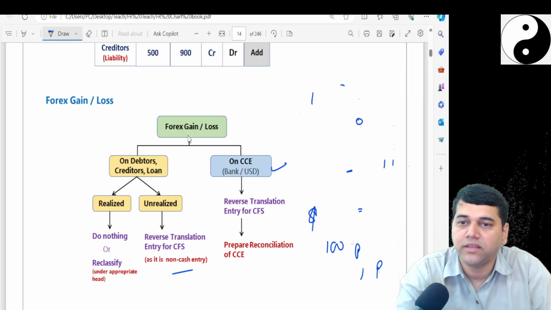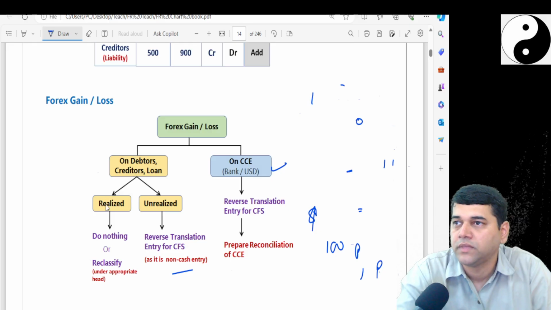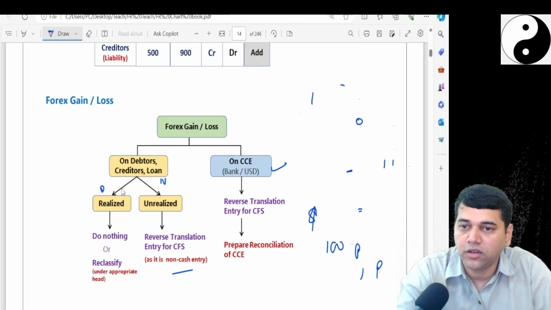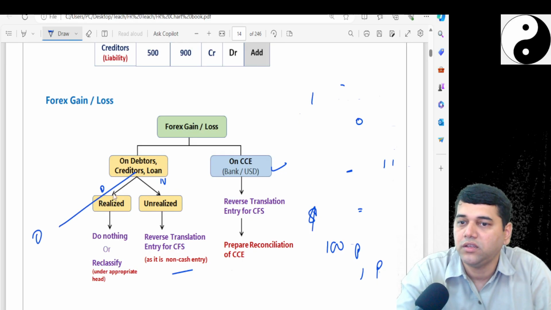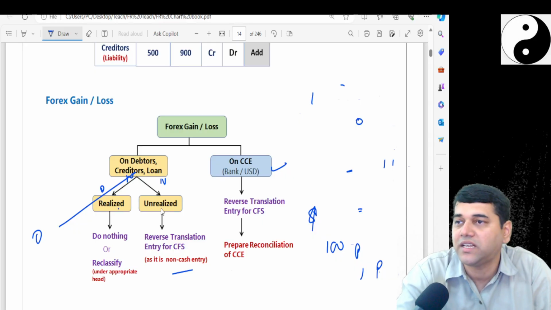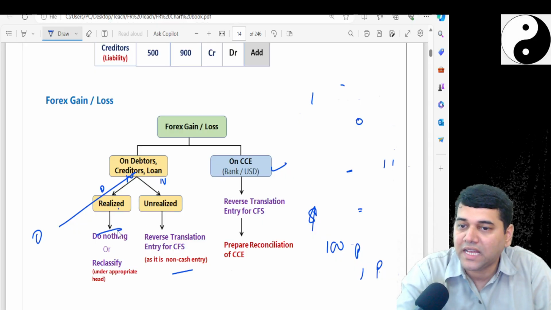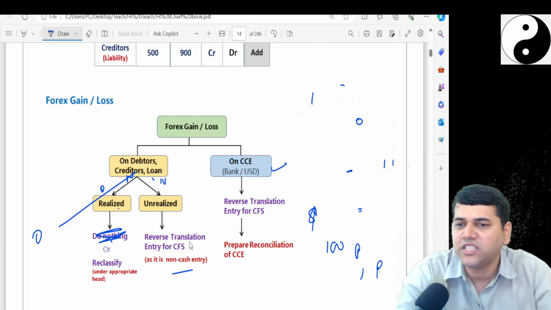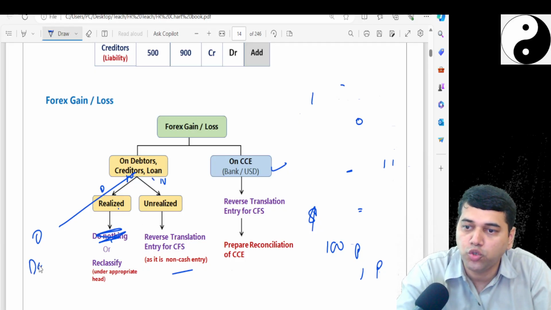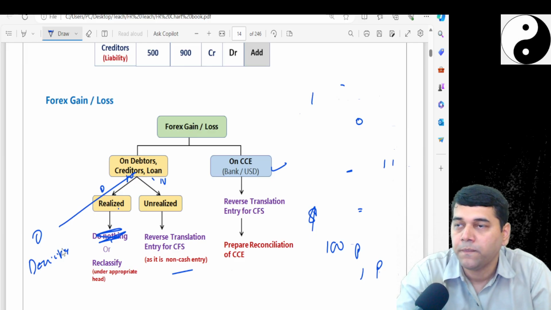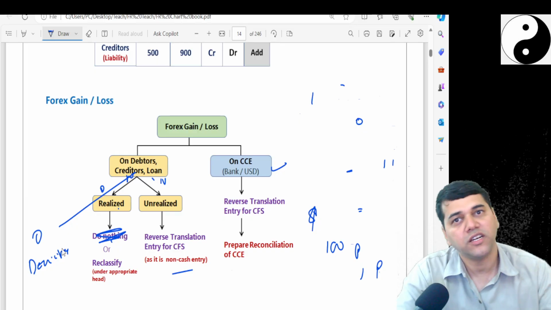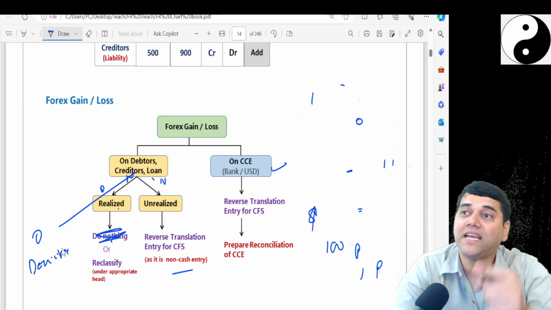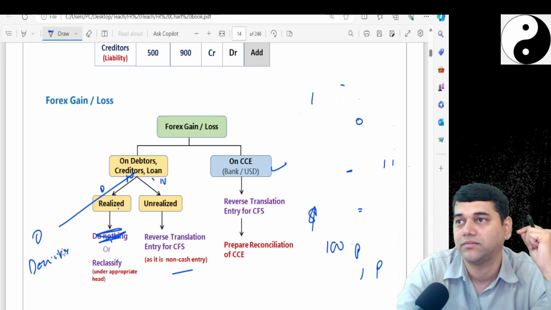So I can say something like forex gain on the debtor's loan: operational, non-operational. Non-operational will be realized or unrealized. If it is realized, then reclassify, because it's non-operational, it will go somewhere else. Unrealized, you reverse it. But when it comes to operations, do nothing. Why? Because if it is realized, it's operational and you realize it. If it is not realized, it will get adjusted as a working capital adjustment.